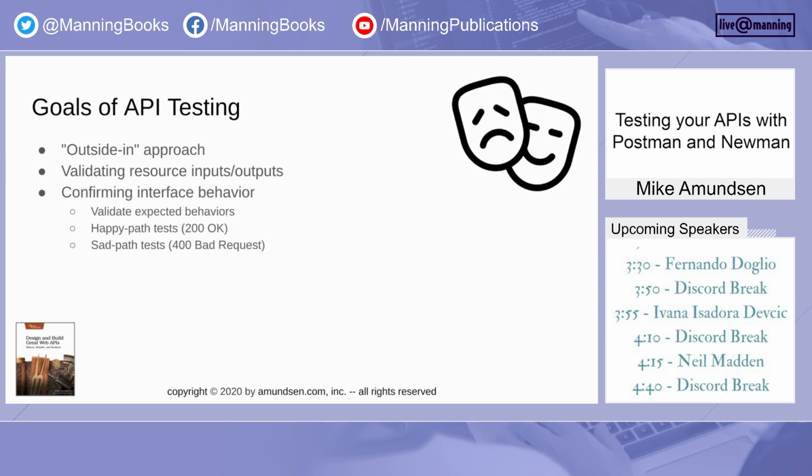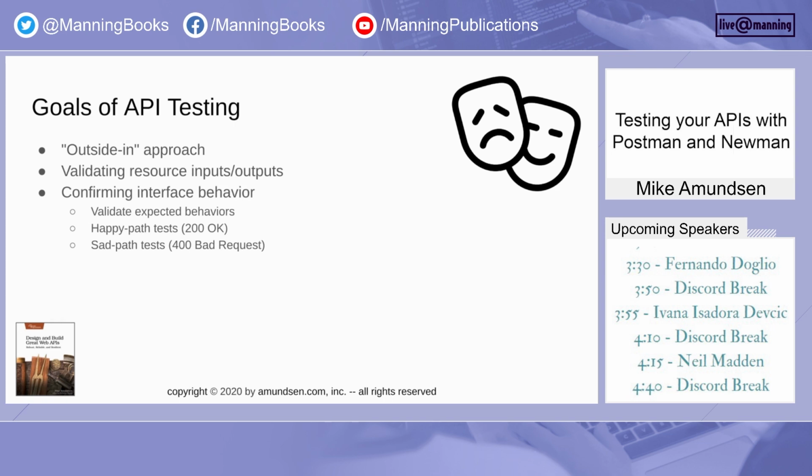But what we really want to do is confirm the behavior of the API. We want to confirm that it actually does the things it's supposed to do. And that really comes up in two areas. I call them happy path tests, or the 200 tests. If I send this information in, I should get a 200 OK and the filter back. Or if I try to write a new record with the proper inputs, I should get a 200 OK and a new record. But I also need to test the sad path, or the ones where I expect to get a 400.